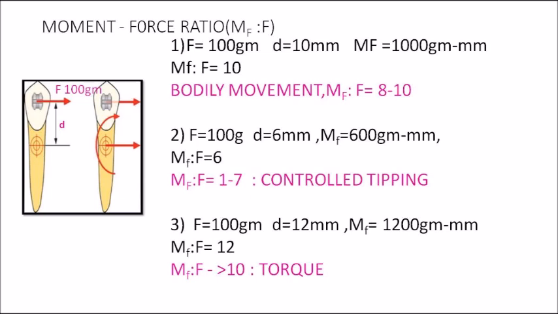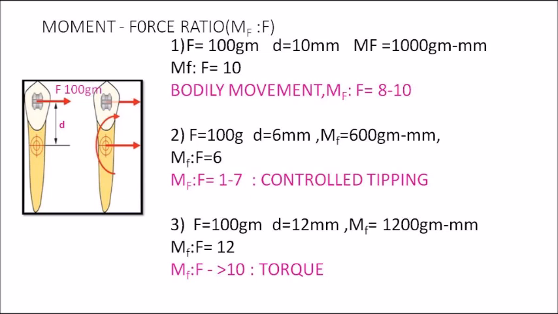So if this ratio is falling between 1 to 7, then we can bring about controlled tipping of the tooth. So if you want controlled tipping, you place the bracket a little more apically, that is closer to your center of resistance. When we want a bodily movement, it was placed at a distance of 10 millimeters, whereas if you want controlled tipping, then you bring the bracket more apically, closer to your center of resistance.